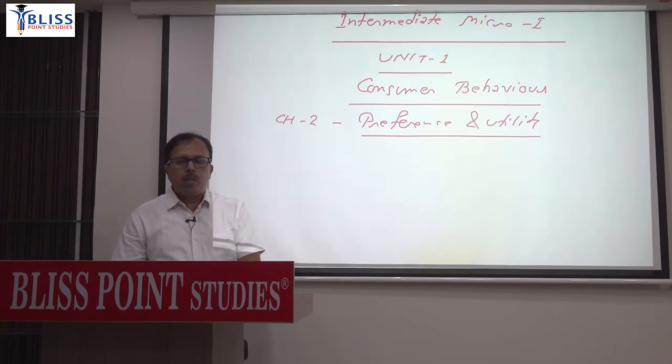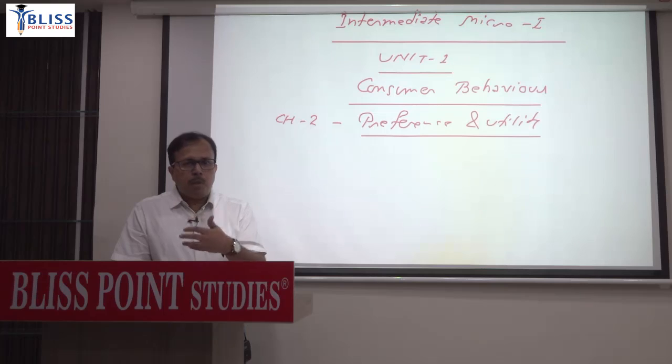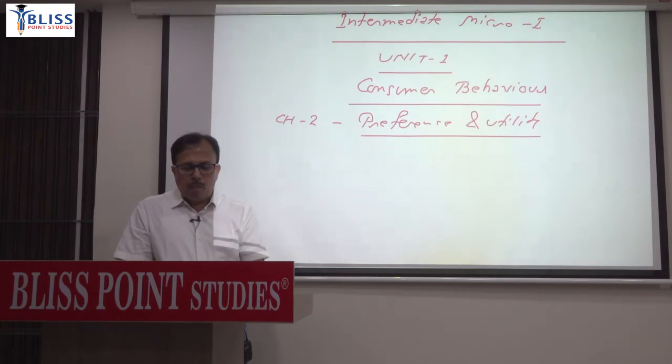In this chapter we will be explaining basically what consumer prefer. His preference will be explained here. What is the behavior of a consumer? So in order to explain the behavior of consumer, first of all we must know what consumer want to buy, what consumer likes. So preference will be determined by the utility.